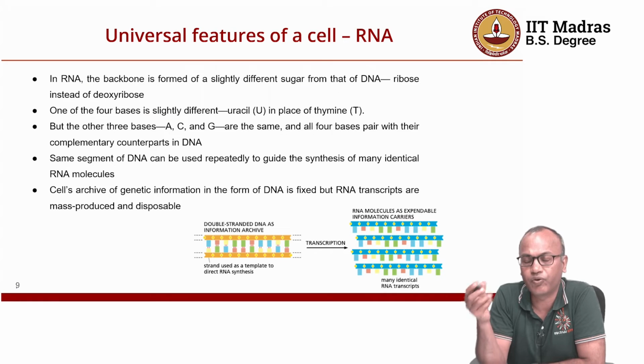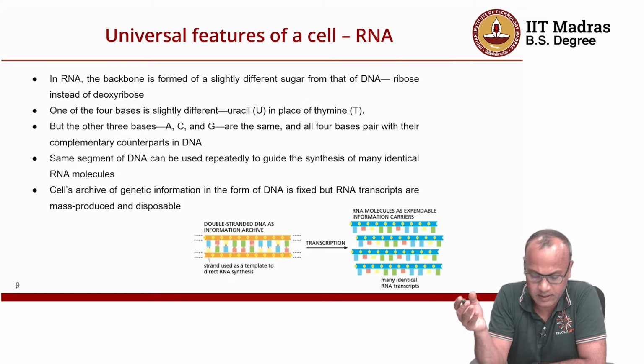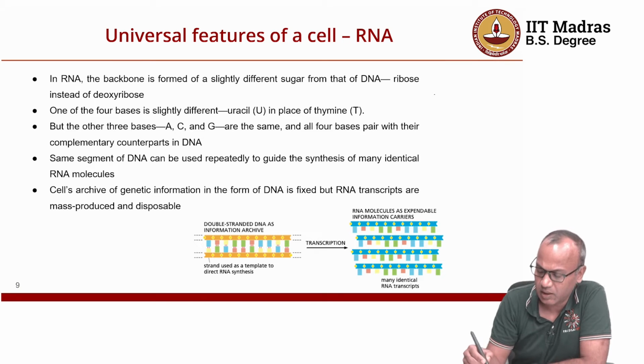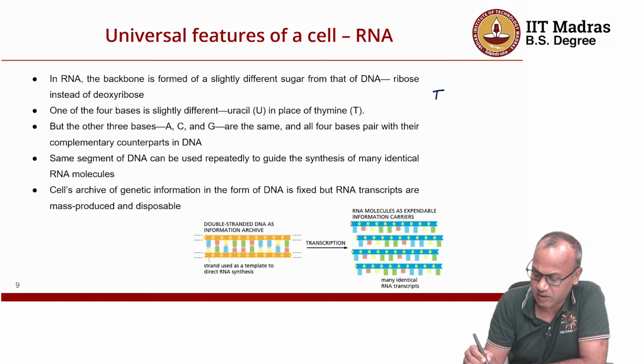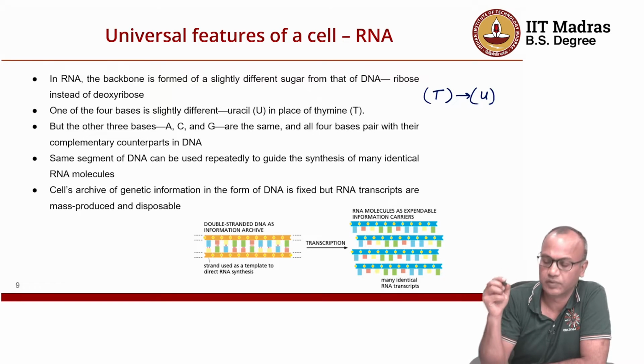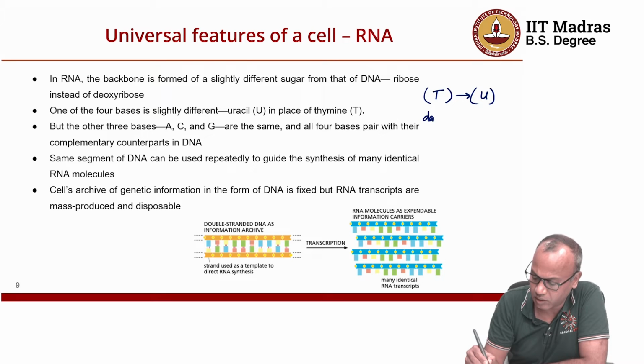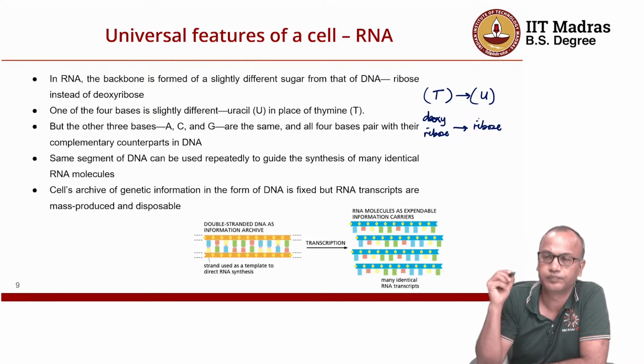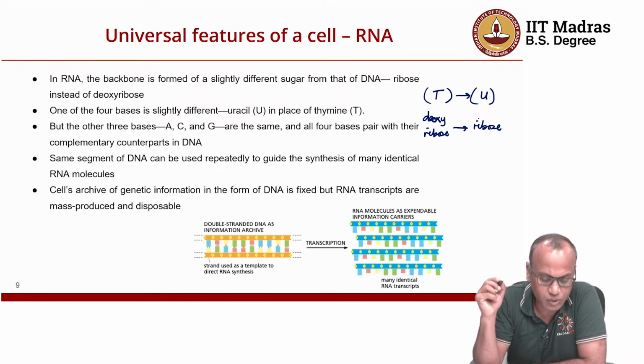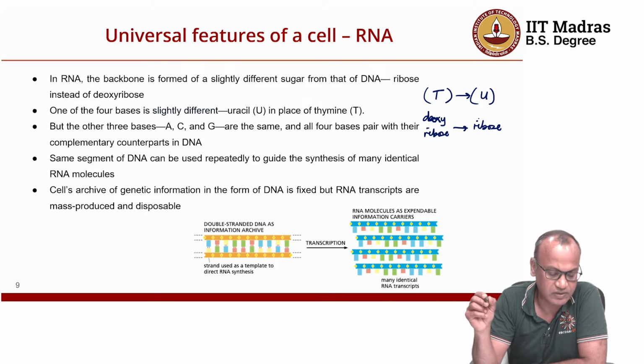Before we understand what the steps of translation are, we need to understand what RNA is. As I mentioned when I was discussing the structure of DNA, instead of thymine, T, you have a uracil, which is U. Instead of deoxyribose sugar, you have ribose sugar. Those are the two basic differences, right?